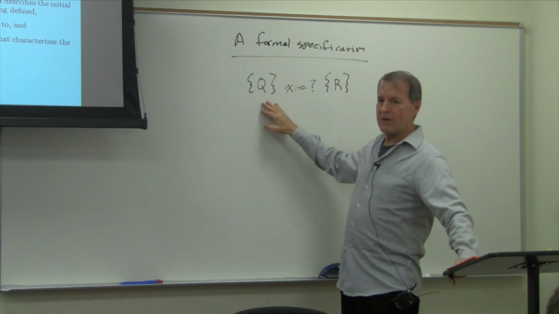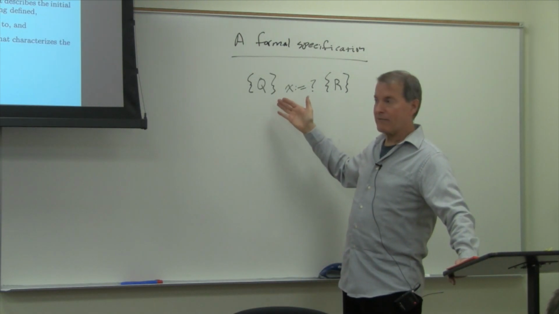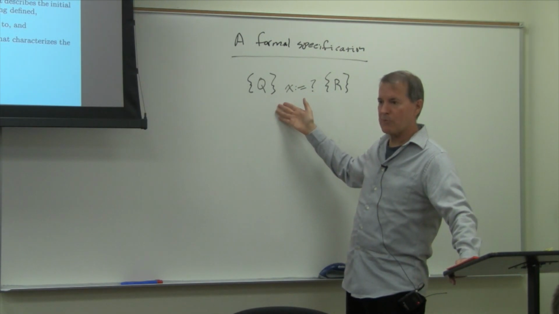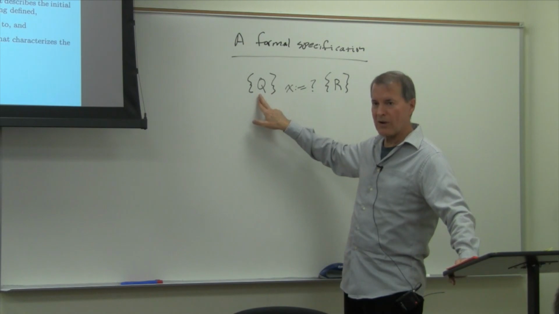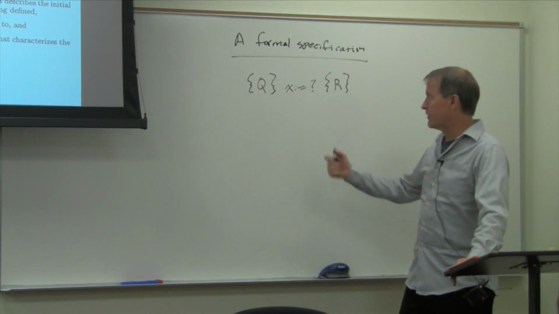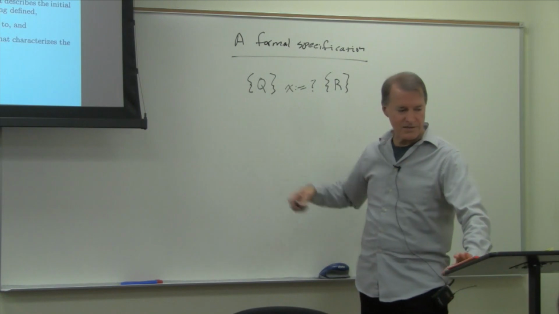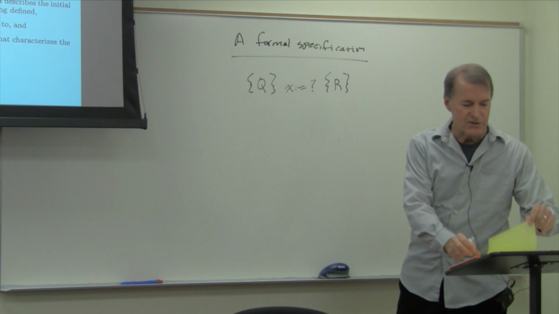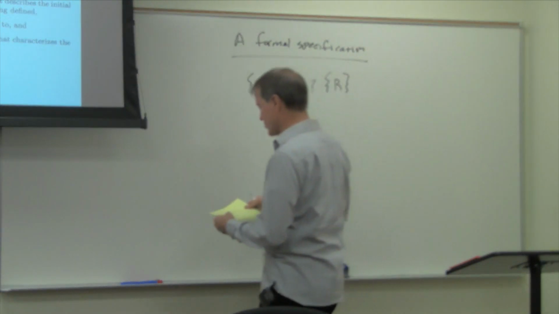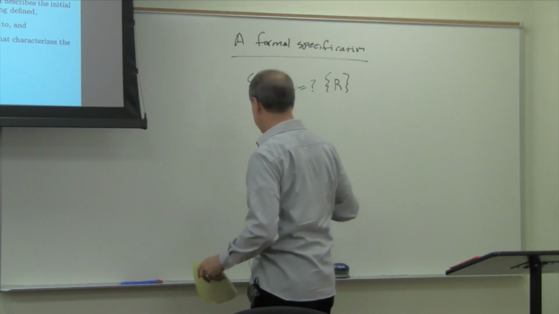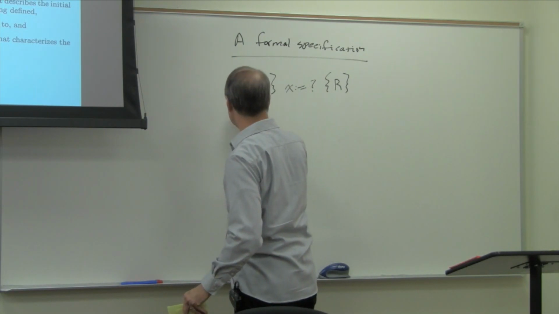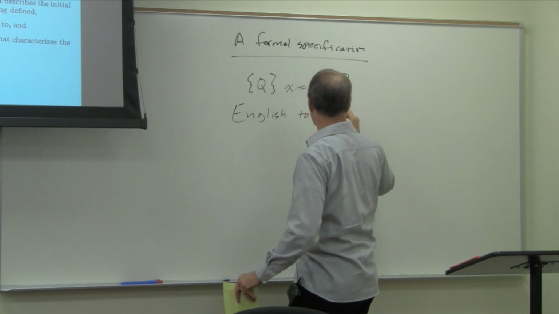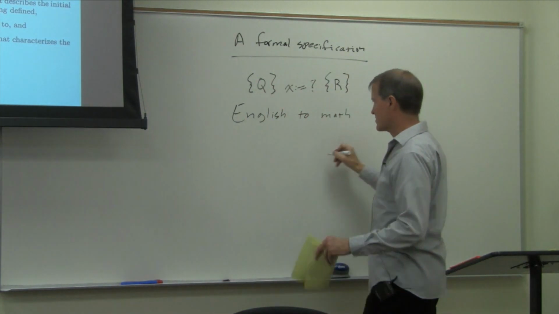So we need to review now, and your homework assignment for next time is a bunch of exercises on how to translate from English to formal methods, so that we know how to write this. We're going to start with some easy ones, and I think you've seen some of these before. So let's do English to math. This is for exercise 10.1.